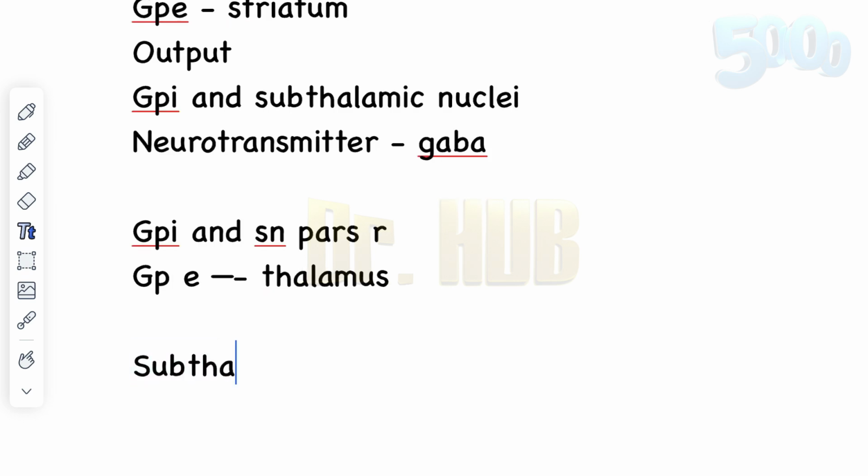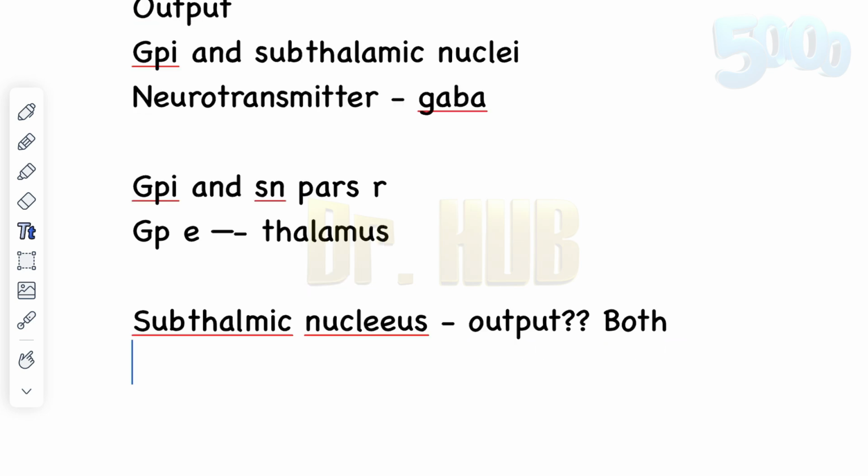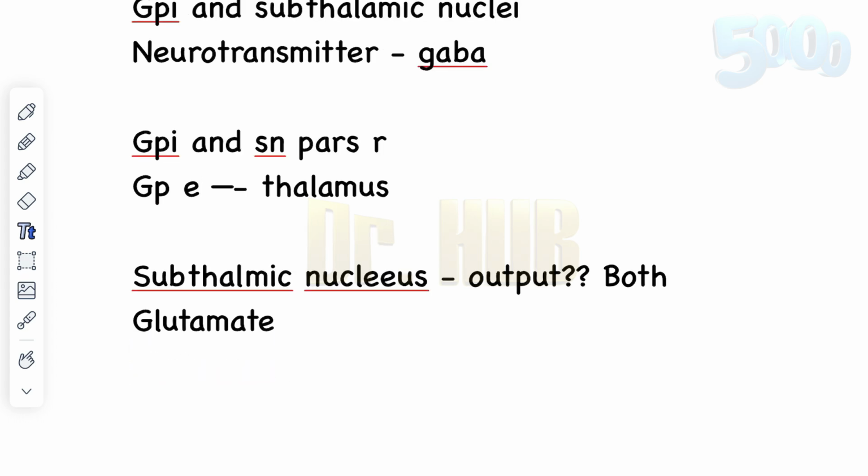Then comes the subthalamic nucleus. Here the input is going to be the GPE and the output is going to be the GPI and the GPE. The neurotransmitter is glutamate. In case of GPE, GPI and substantia nigra pars reticulata, it is GABA, and in the subthalamic nuclei, it is glutamate.